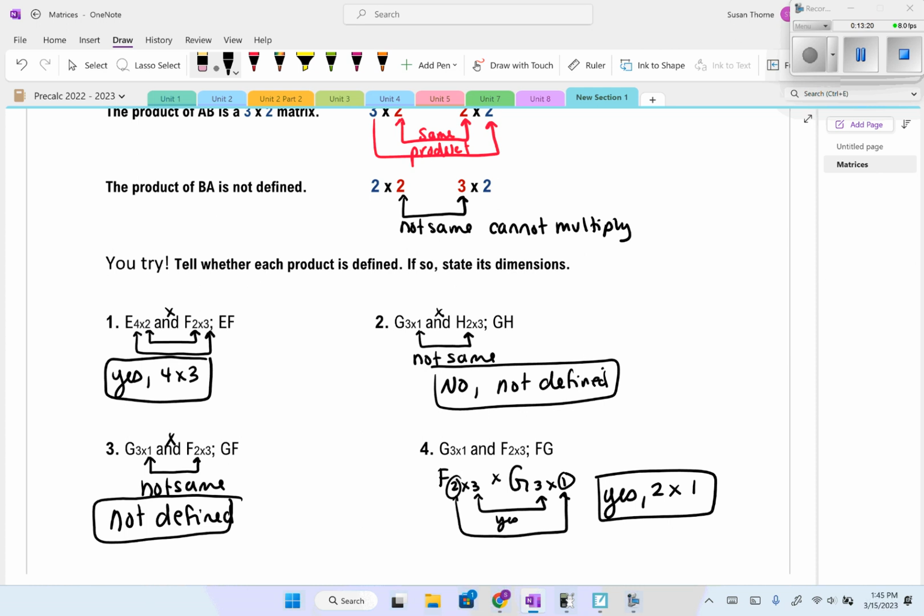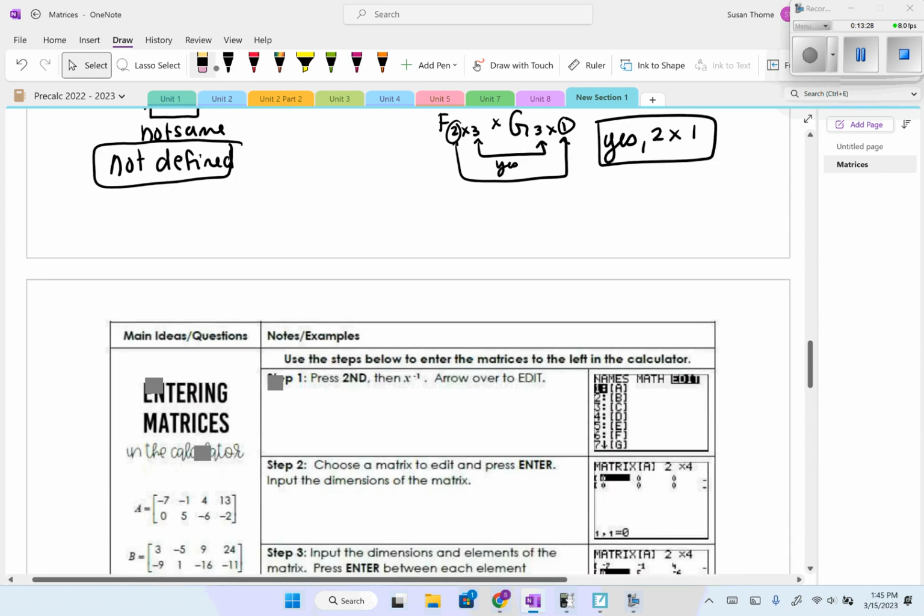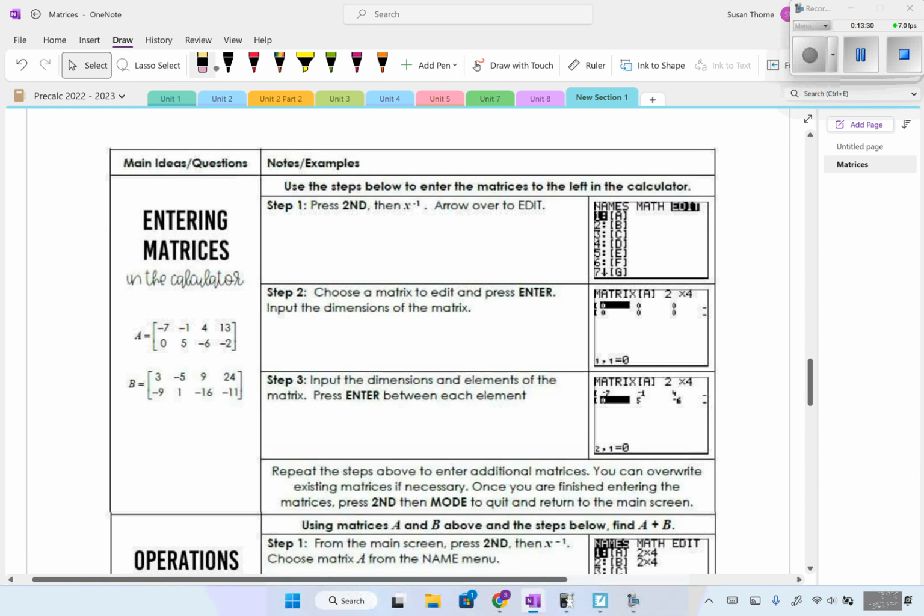So the next question is, well, how do we actually multiply these? So we're not going to talk about multiplying these by hand, but we definitely can multiply them by hand. It's just we're going to go ahead and use our calculator because it's a lot easier. So go ahead and get out your calculator. And again, I would follow along with the steps.